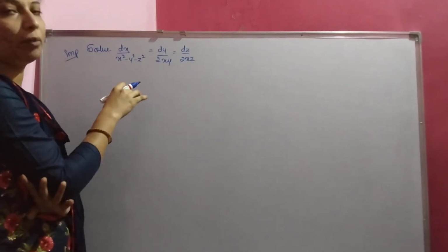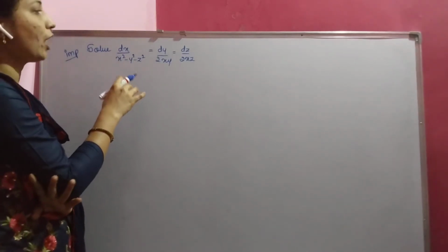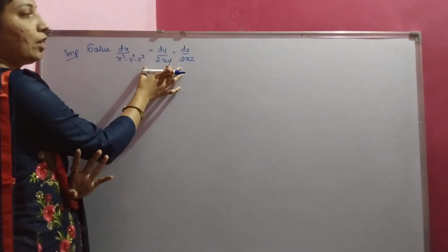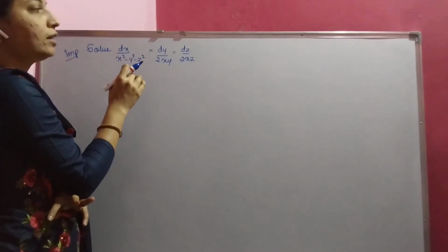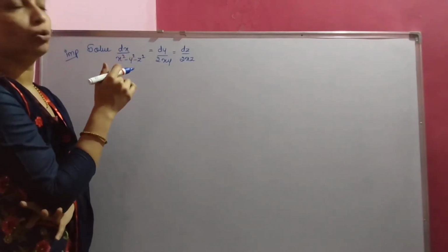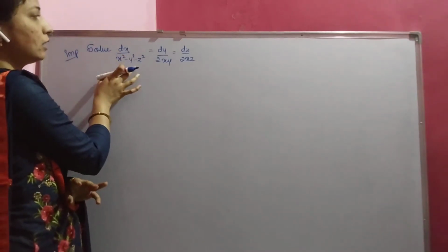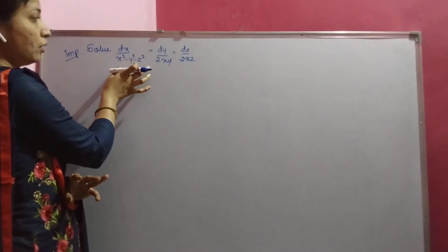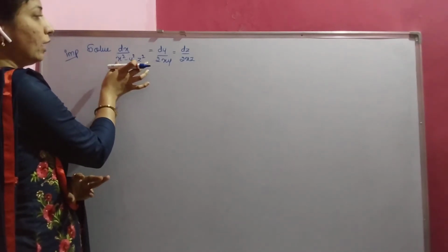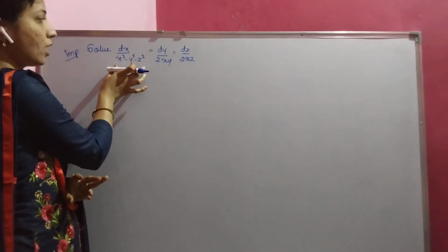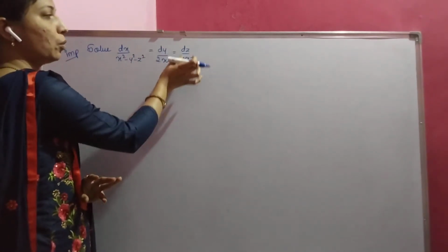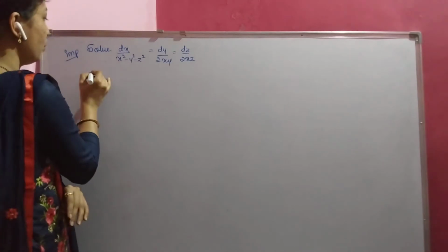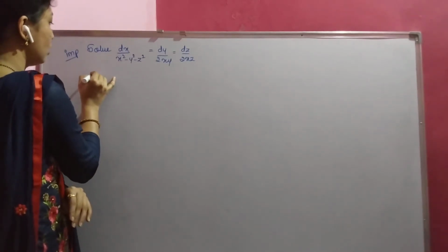After that, using the method of multipliers, we multiply the given equation by x, y, z, then we get one more solution. So let us start. Let us consider the equation as dx upon x square minus y square minus z square, dy upon 2xy is equal to dz upon 2xz. So now start the solution.